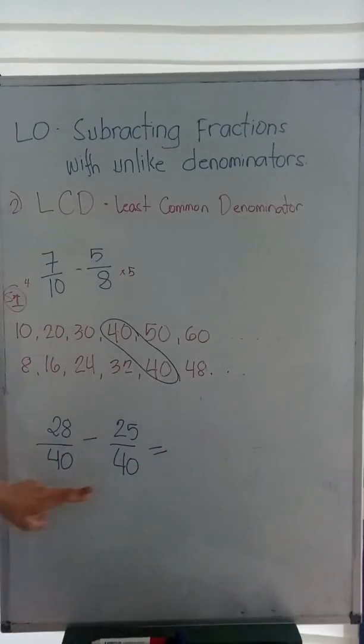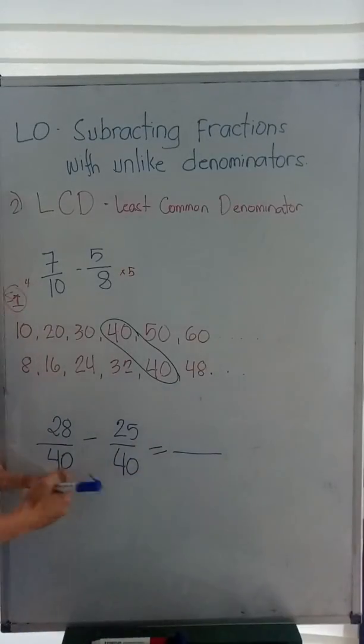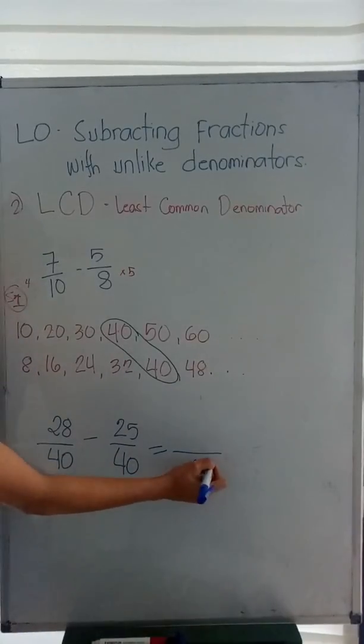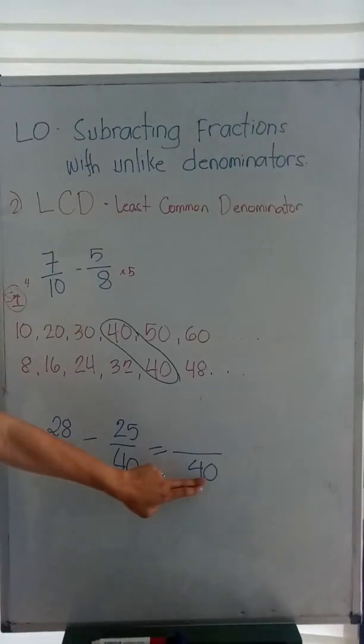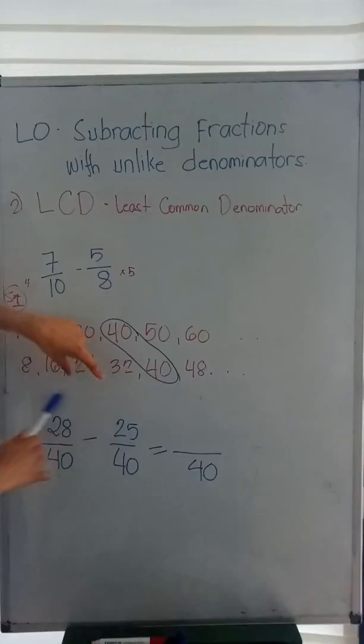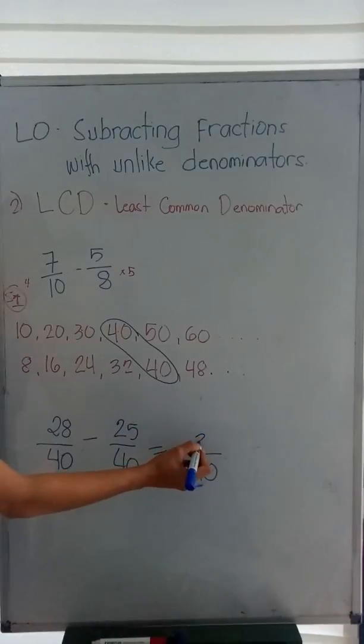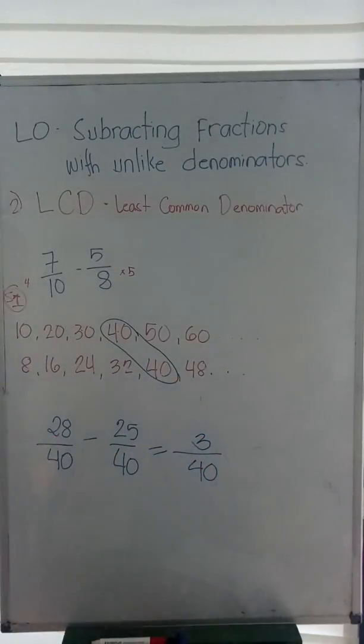Since we have the same denominators this time, you don't have to subtract them. The denominators, you just copy. Same 40. Now you only have to subtract or take away the numerators, the numbers on top. 28 take away 25, the answer is 3. Yes, the answer is 3.